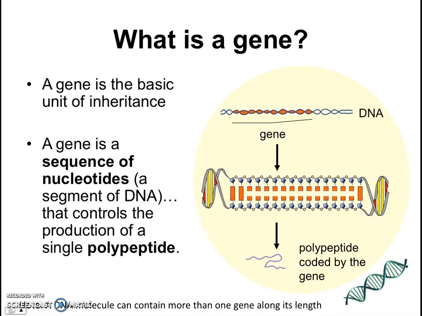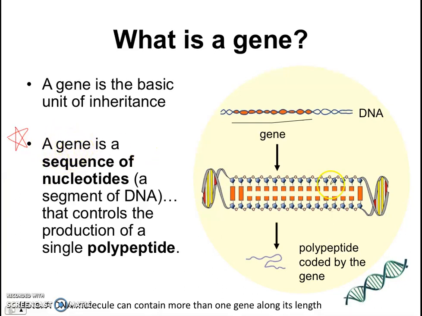So what is a gene? Well, in the topic on inheritance, we defined a gene as the basic unit of inheritance that determines a certain trait, and it can be passed down to offspring. So that's at a big organism level. But if we go down to the molecular level, we can define a gene in this way. And this definition is very important for you to remember and to understand.